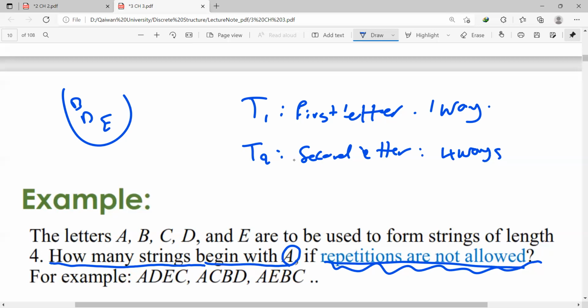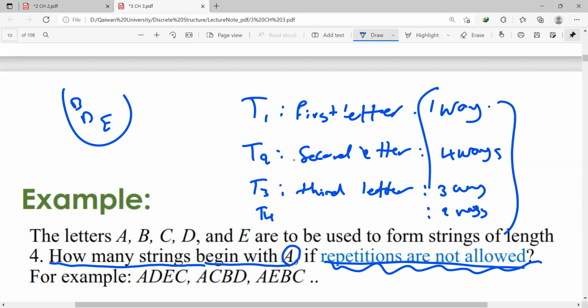So here how about T3, third letter? We have 3 ways. And for T4, which is the fourth letter, is 2 ways. Now we multiply these all to get the number of ways to create strings that start with A without repetition.